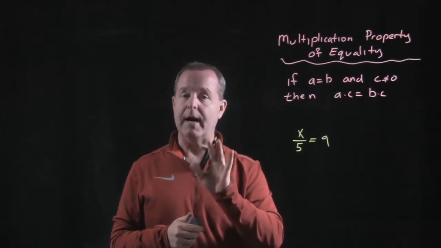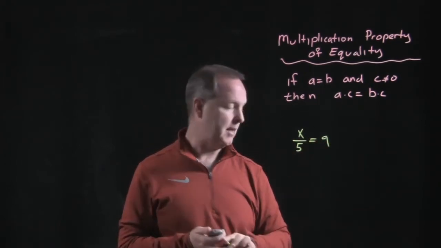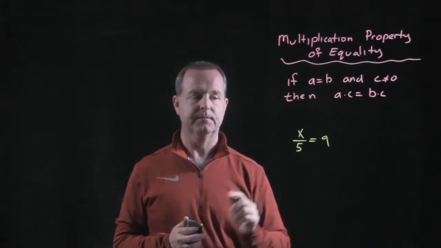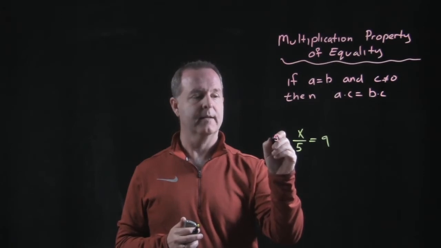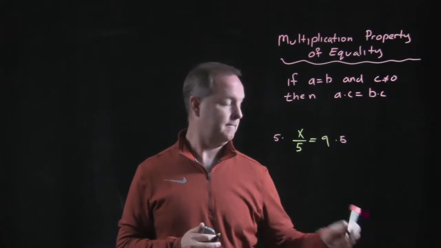So I want to isolate x. I want to get x by itself. So I'm thinking, what can I multiply both sides by so that x is by itself? And I discover that 5 is a great choice. I'll do that to both sides.